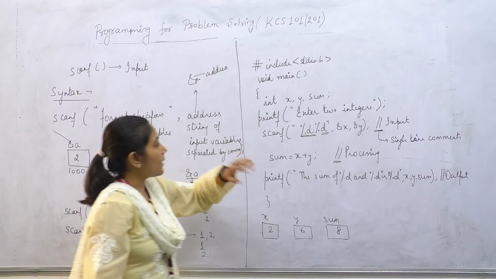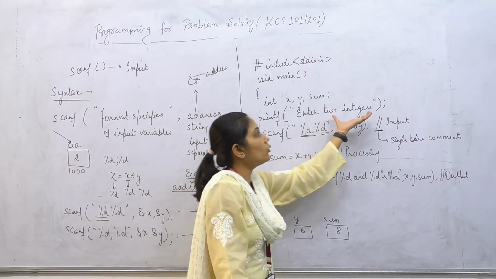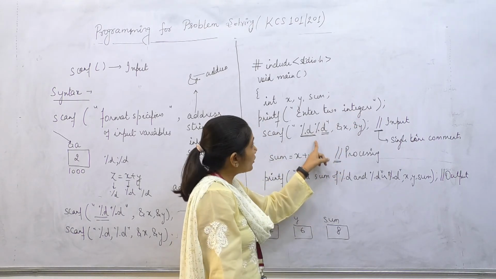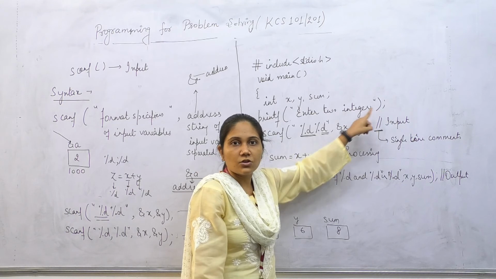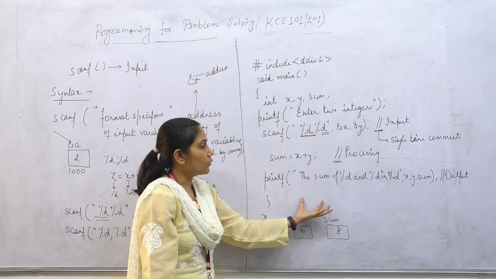Okay. So what will happen now? First of all, on the output screen it will get displayed: Enter 2 integers. Now you know that I have to give 2 inputs, and the input is in the form of integers. So I am giving 2 and 6. Okay, then the output gets displayed.